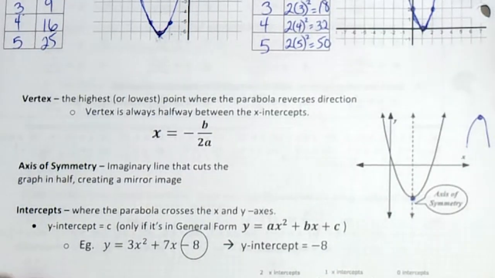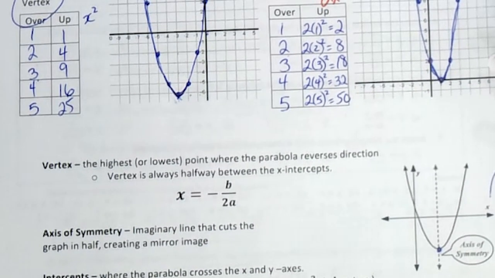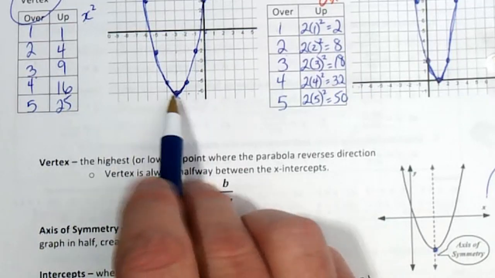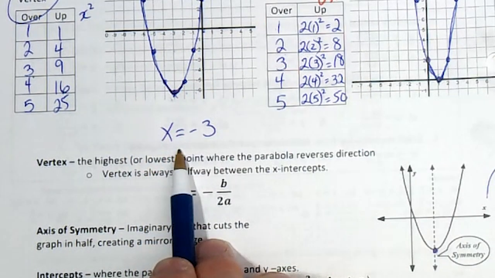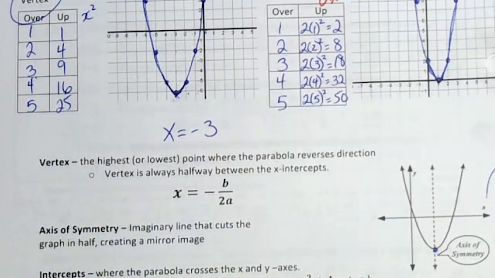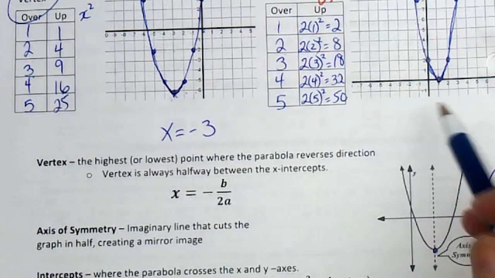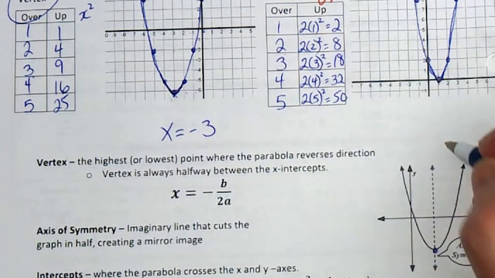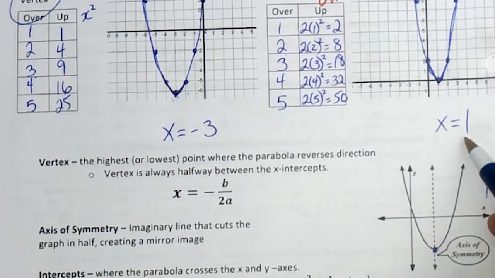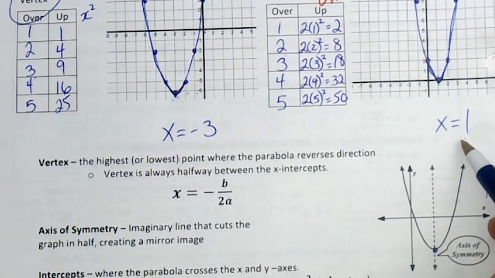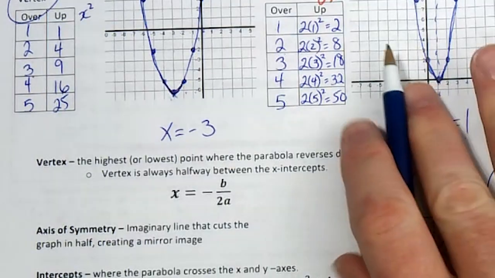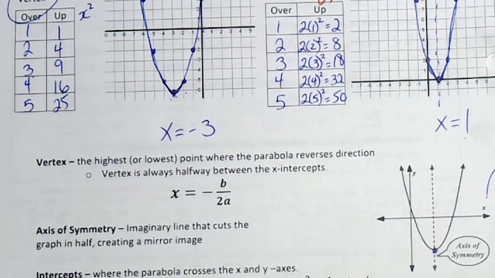So if we go back to the ones we've already done, the vertex goes through -3, -6. So the axis of symmetry is a line, x equals -3. Over here, the vertex goes through 1, 0. So the axis of symmetry is a line at x equals 1. Just remember, it should be symmetrical on both sides.